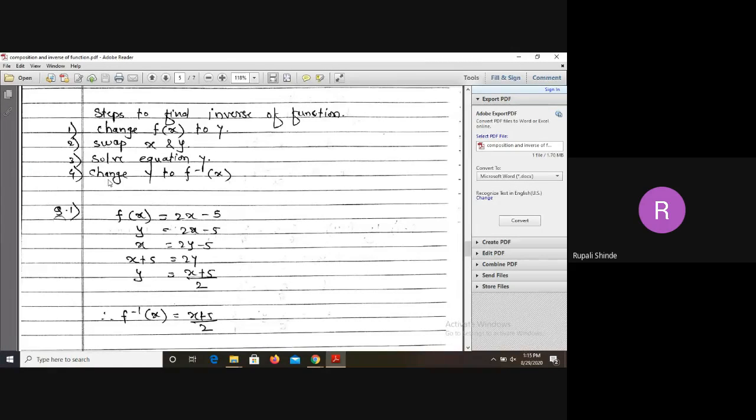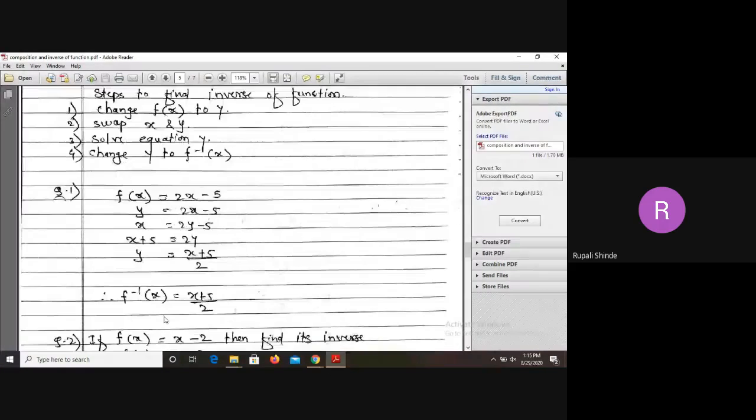Now we have to apply step number 4, that is change y to f inverse of x. So where y is written, we have to replace this y by f inverse of x, and that is equal to (x plus 5) divided by 2. So f of x is the given equation, and f inverse of x is the inverse of this given function, and that inverse is (x plus 5) divided by 2.